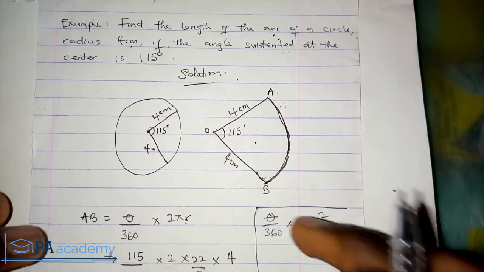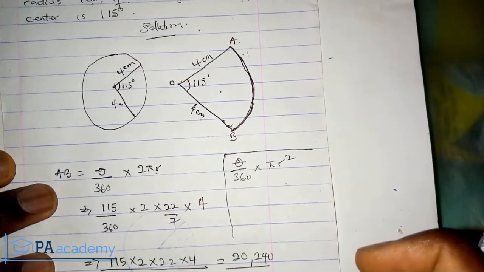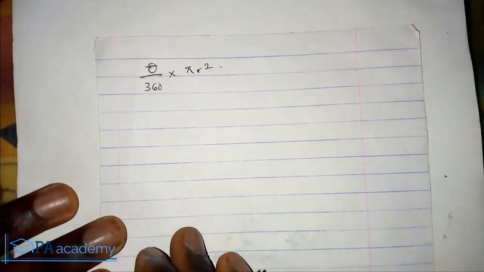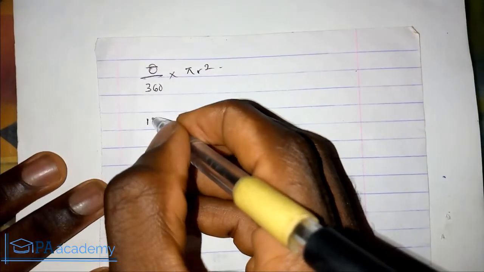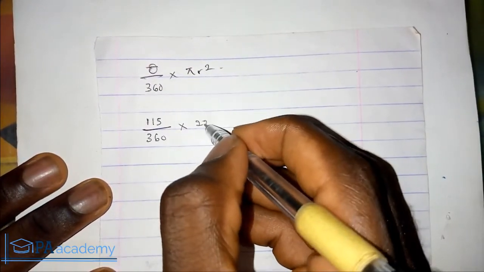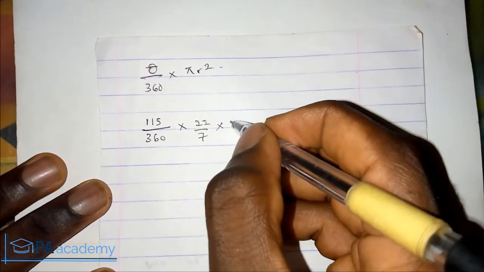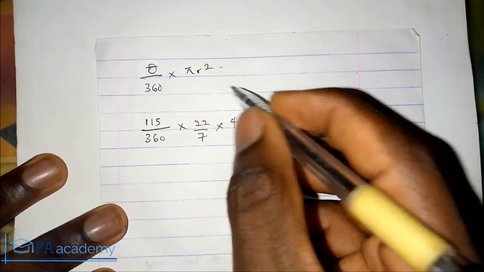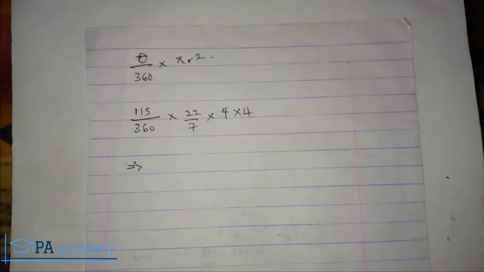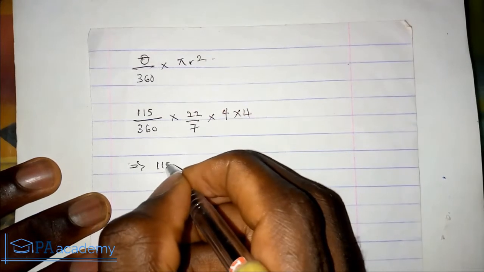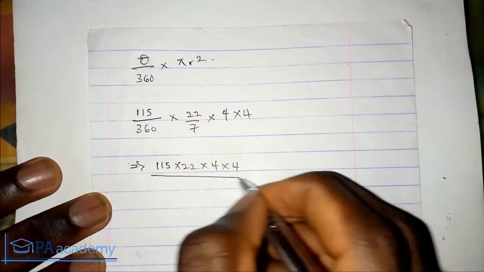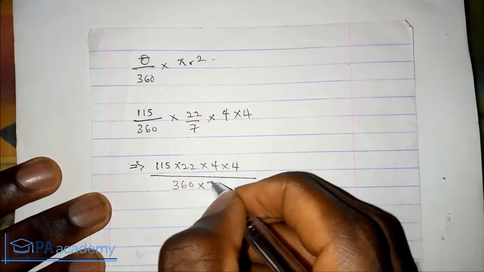I hope you've been able to solve it. Let's see if you arrive at the same answer. Let's input the values. Our theta is 115, divided by 360, times pi, 22 over 7, times the radius 4 centimeters squared, that is 4 times 4. Don't forget r squared. We can also write this as 115 times 22 times 4 times 4 over 360 times 7.